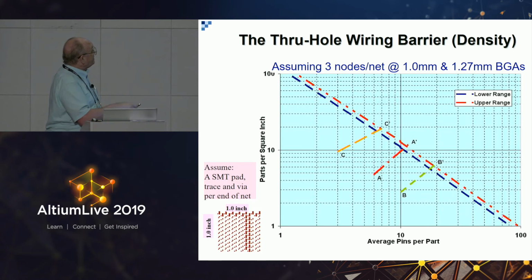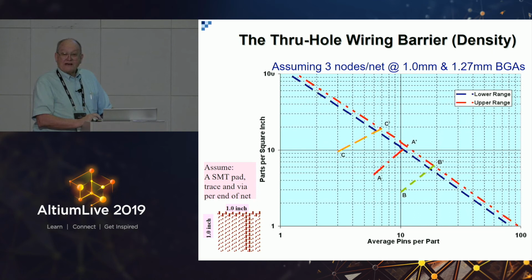And that is this line right here in blue. So you notice this is average pins per part, and this is parts per square centimeter, or parts per square inch. It's logarithmic. And this line right here is the maximum number of connects you can get with a mechanically drilled hole. So this area down here is multilayer and through-hole construction. This area up here is HDI. So it makes it very simple.